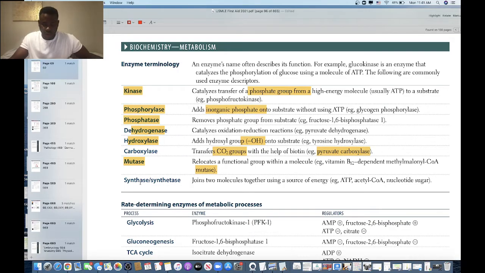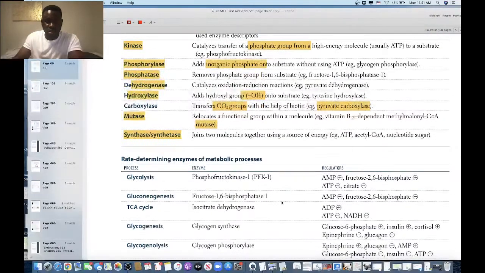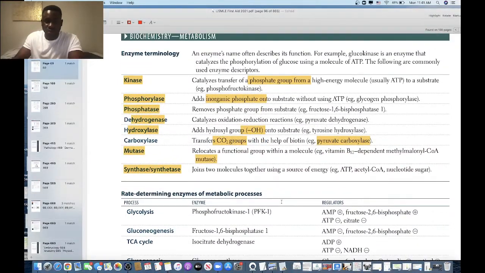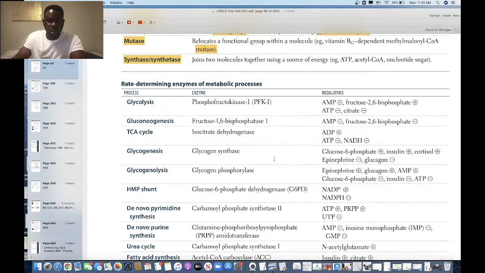We also look at this one here, which is the synthesis, meaning that they are making something, they are synthesizing something. So we can understand that also. So the enzymes are really not difficult. Kinases and phosphatases are the most important that we'll be seeing most of the time. Kinase, phosphatase. Take note of that.